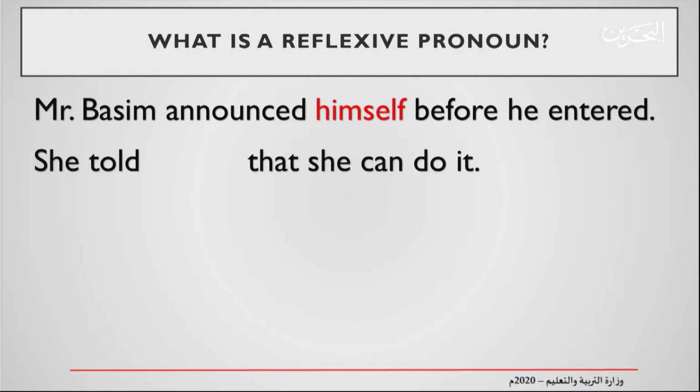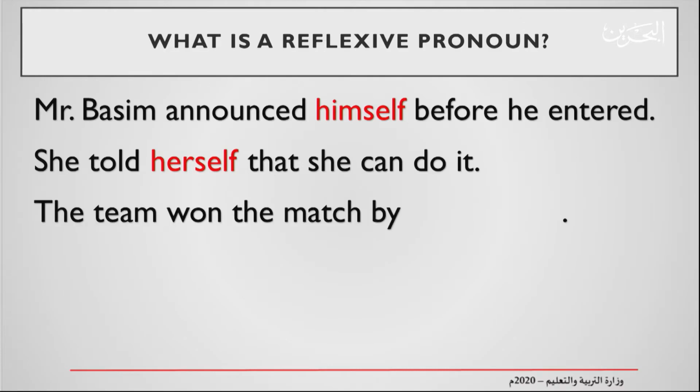Let me introduce a second example. She told gap that she can do it. Now I would like to use a reflexive pronoun again in this example. So I say herself. She told herself that she can do it. Now let me introduce a third example. The team won the match by, and you have a gap and then a full stop. I would like to use a reflexive pronoun, themselves. The team won the match by themselves.